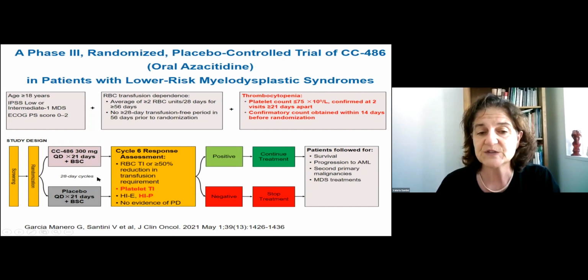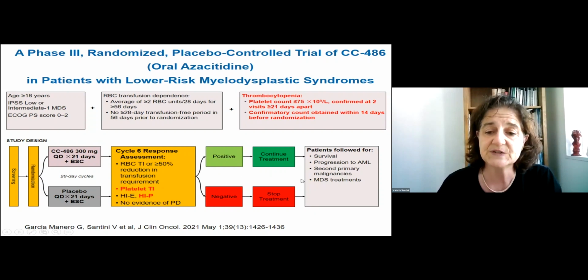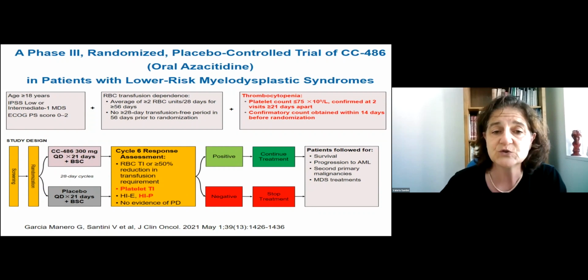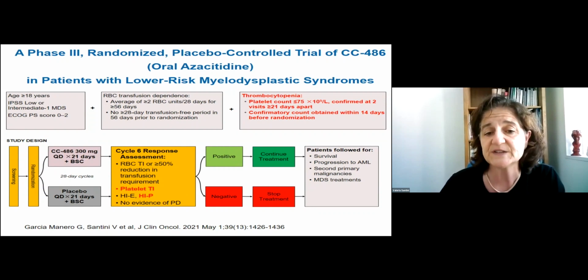And after cycle 6, the response was assessed, especially in terms of transfusion independence, both for red blood cells and for platelets. The patient, if responding, could continue treatment, and then survival, progression to AML, and needs for other treatment were evaluated. The patients could be included if they had thrombocytopenia with platelet counts below 70,000 per microliter, confirmed on 2 separate days, and transfusion dependence, which our patient had just started to have.